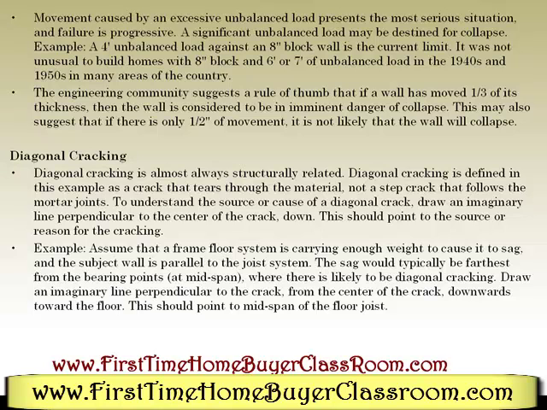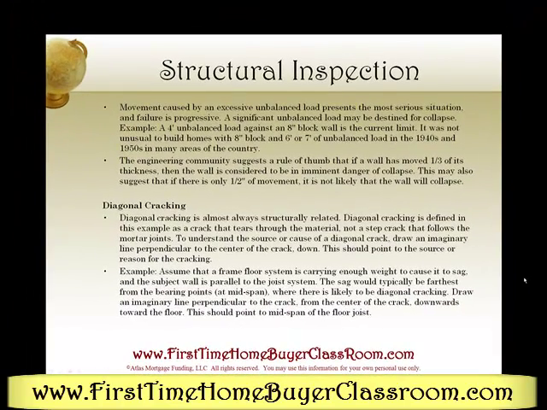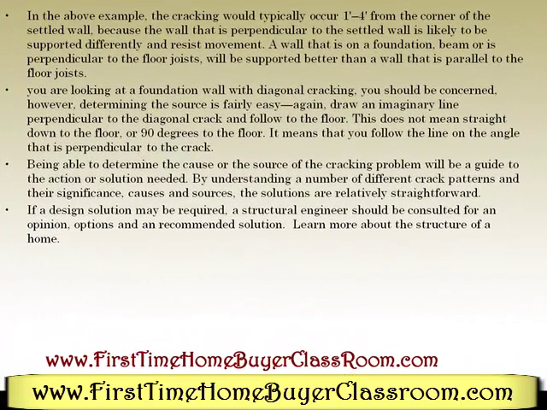Example: assume that a frame floor system is carrying enough weight to cause it to sag, and that the subject wall is parallel to the joist system. The sag would typically be farthest from the bearing points at midspan, where there is likely to be diagonal cracking. Draw an imaginary line perpendicular to the crack from the center of the crack downwards toward the floor. This should point to the midspan of the floor joists. In the above example, the cracking would typically occur 1 to 4 feet from the corner of the settlement wall, because the wall that is perpendicular to the settlement wall is likely to be supported differently and resist movement.